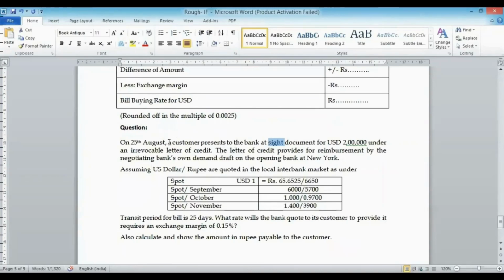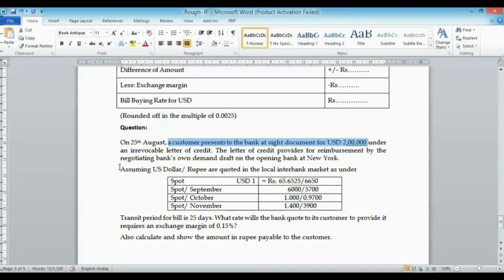The main concept is that a customer presents to the bank a sight bill for USD 2 lakh. That means the customer is trying to sell a sight bill having the value of 2 lakh USD, and the customer wants to know what rupee amount will be paid by the bank against 2 lakh USD.